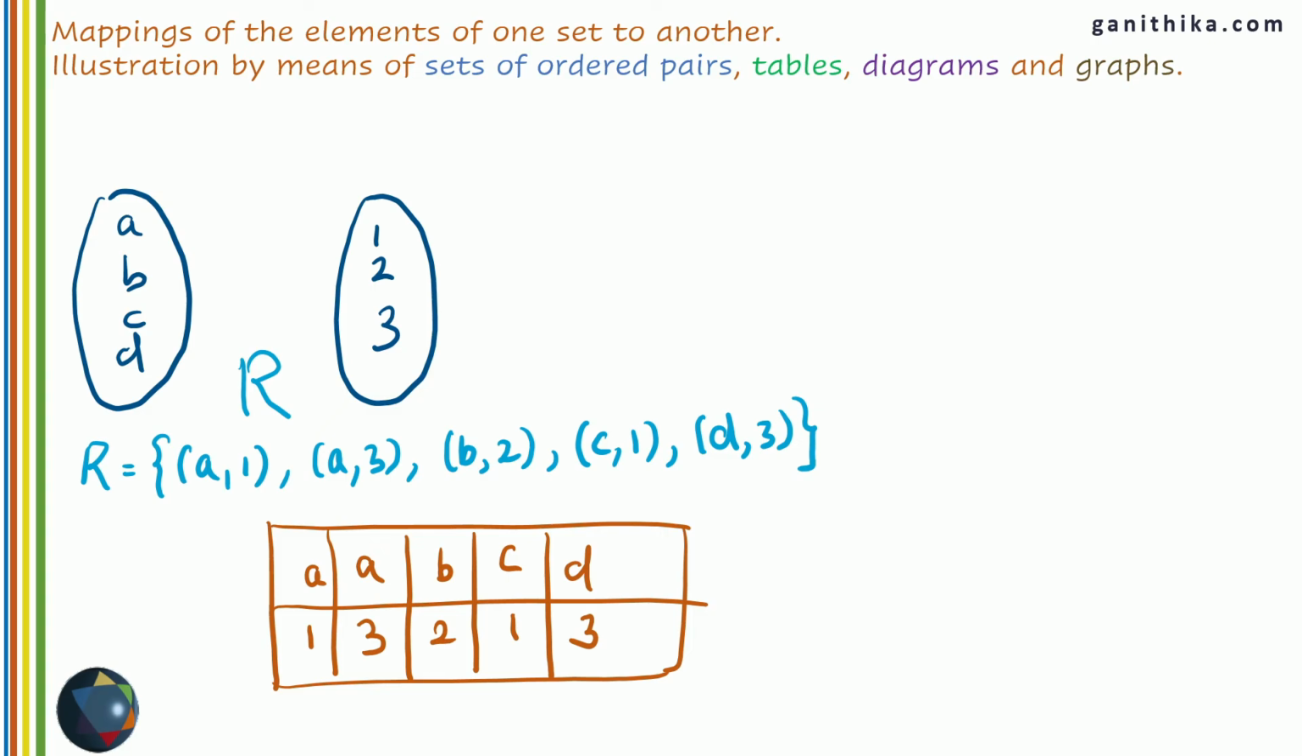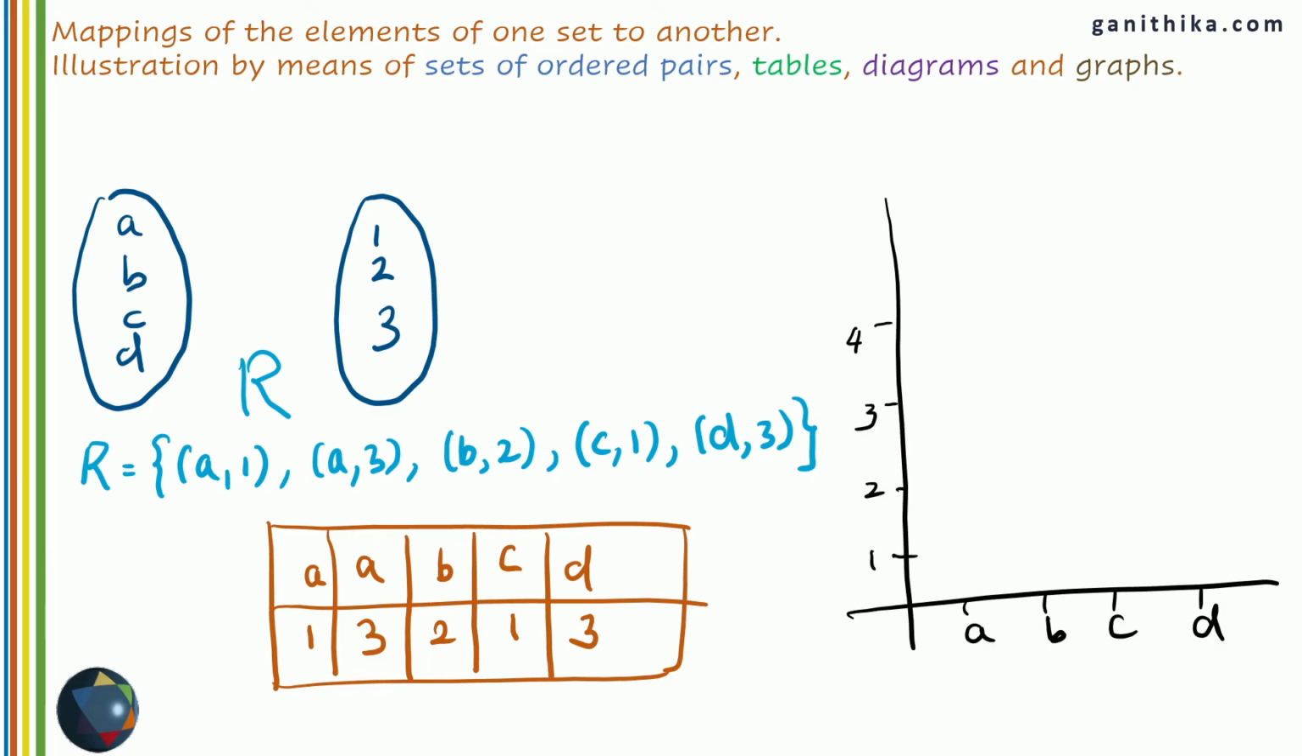Next, going to graph representation. I will come to diagram representation at the last. Next, we are going for graph representation. We will put the x-axis with the first set, and on the y-axis we will put the second set, and we will make the grid for this. And we will make the nodes. A goes to 1. So A is mapped to 1 will be represented by the dot at A1, then A3, then B2, then C1, then we will go to D and 3.